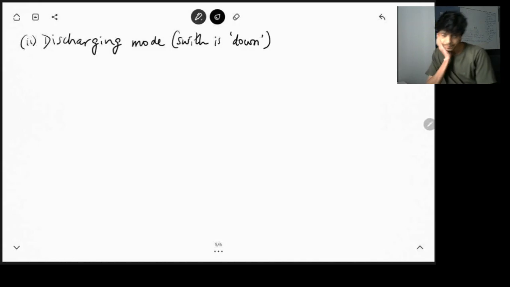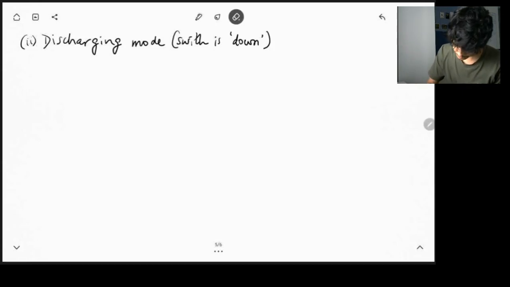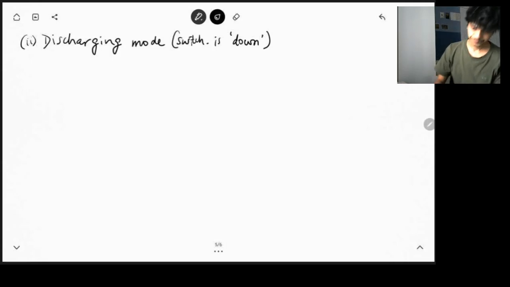So already the capacitor has fully charged. It's at total charge given by Q0, and now we have suddenly moved the switch to the down position, so that the only elements in the circuit now are the resistor and the capacitor. There is no source anymore. Switch is down. So once again, let us apply Kirchhoff's voltage law.